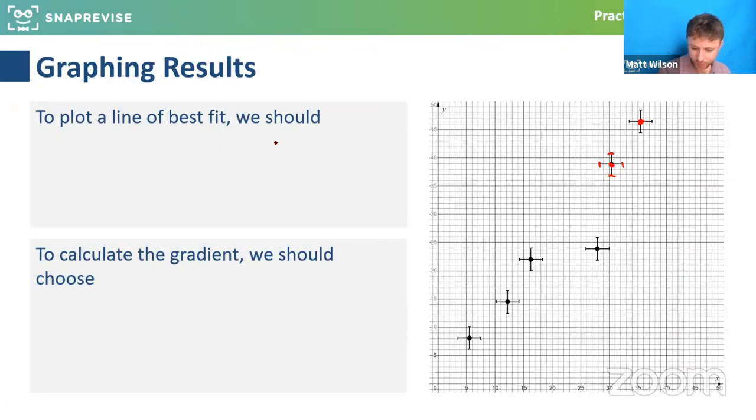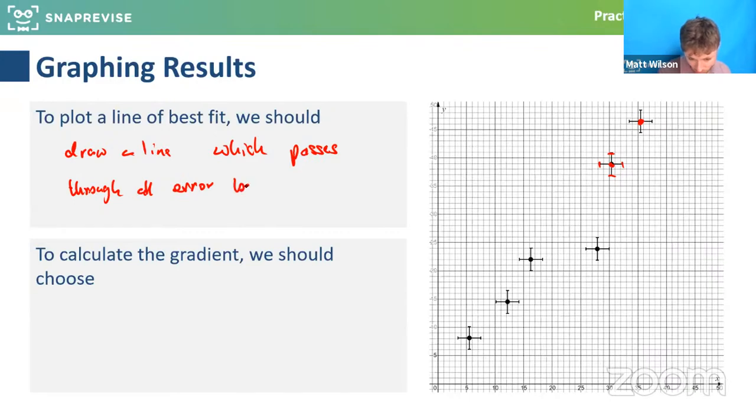Okay. Now, if we want to plot a line of best fit, and the examiner has given us these error bars, these ranges in the y and x axis, then we should draw a line which passes through all error bars. Okay. So that means we should try and get our line, it doesn't have to go through every single point. Usually that's not possible unless your results are perfect, but it should at least be within the range drawn out for each of these dots. You are allowed to miss what look like random errors. So here you might notice that this point doesn't really match the trend of the others. So that's probably a random error that we can ignore.